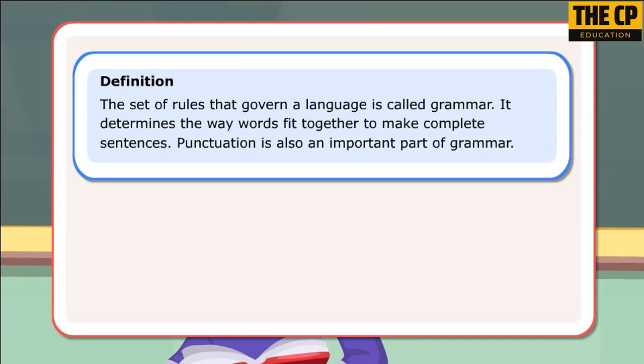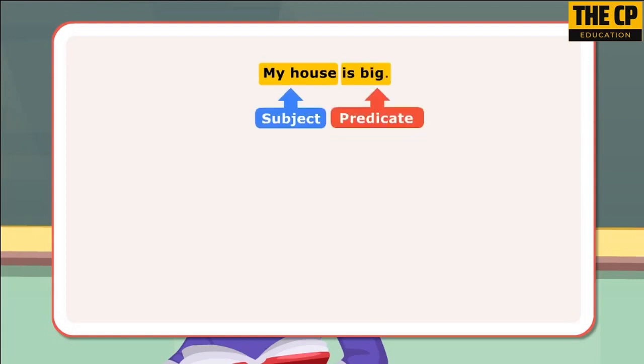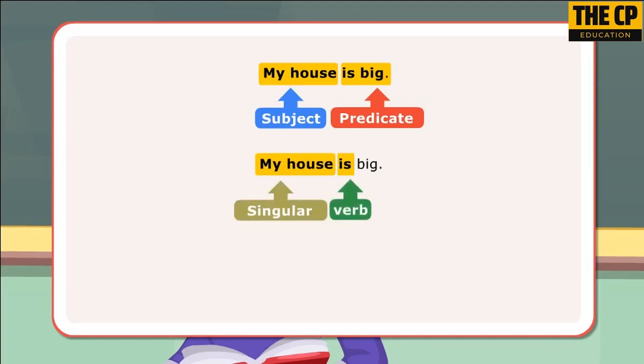A sentence is a group of words that make complete sense. Example: my house is big. A sentence has a subject and a predicate. Example: my house is the subject and is big is the predicate. A singular subject needs a singular predicate. Example: my house is singular, so the verb is is used in the predicate is big.